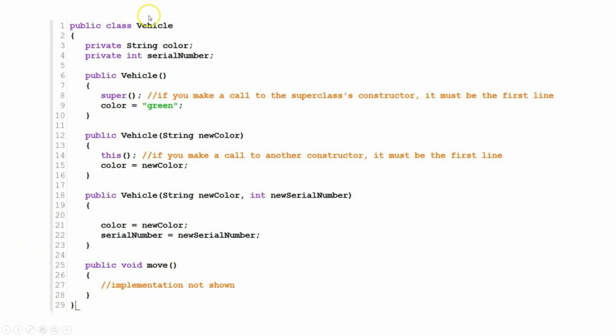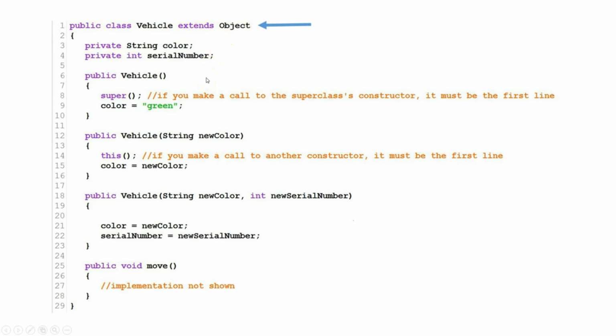Let's look at this example of the vehicle class. The vehicle class doesn't explicitly extend any other class. However, even though it doesn't explicitly extend another class, implicitly it extends the Java object class. While I've never seen it written this way, technically you can write extends object.